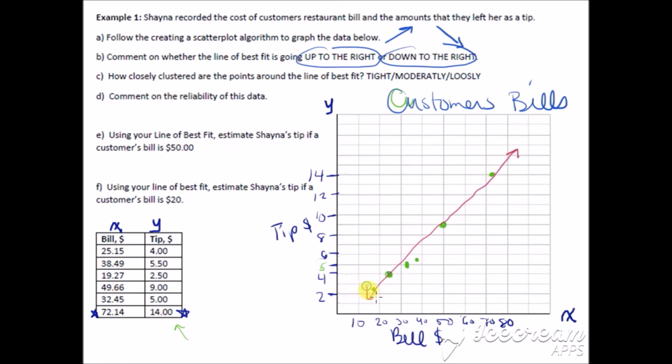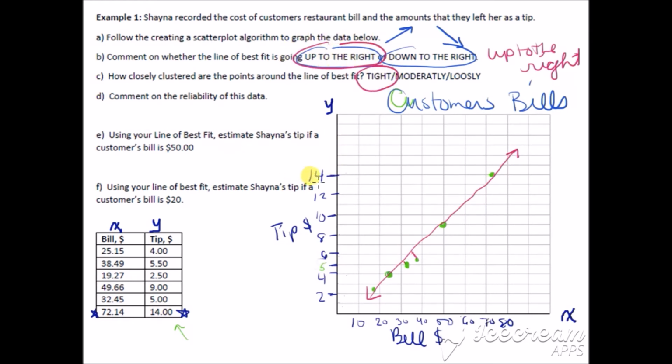Let's go like that. Here's our line of best fit. Okay, this definitely goes up to the right. Now, how closely clustered are the points around the line of best fit? I would say that they're very tight. They're either lying on the line of best fit or very, very close in distance away. So I'm going to say tight.